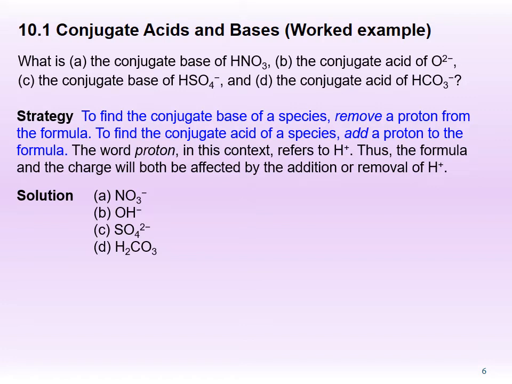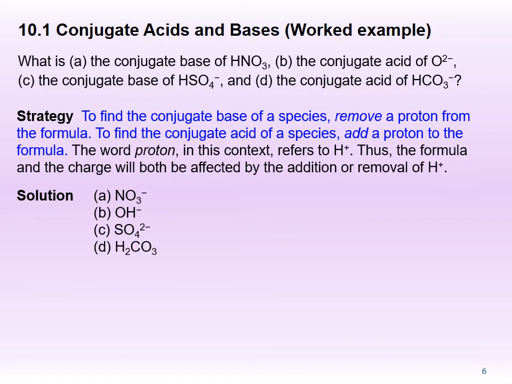Part B. Recall the definition of a conjugate acid. It is the species obtained after a base grabs hold of H+. Identify the base. It is oxide ion O2-. To get its conjugate acid, we add H+ to O2-. Work with atoms first. H plus O gives OH. Next, work with charge. 1 plus minus 2 is minus 1. Thus, we get OH-.